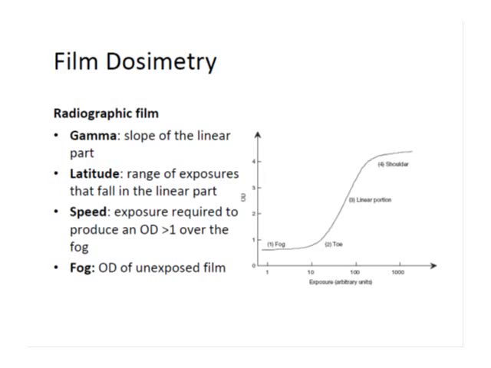Here 4 parameters are used. Gamma represents the slope of the linear part, and latitude is the range of exposure that falls in the linear part. The next one is speed. Speed represents the exposure required to produce an optical density greater than 1 over the fog region. Fog represents the optical density of unexposed film. So exposure should be in the linear region. If the exposure is greater than the linear portion or less than the toe portion, that reading is not useful.